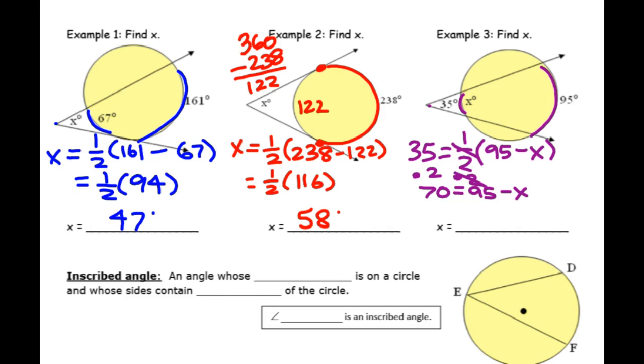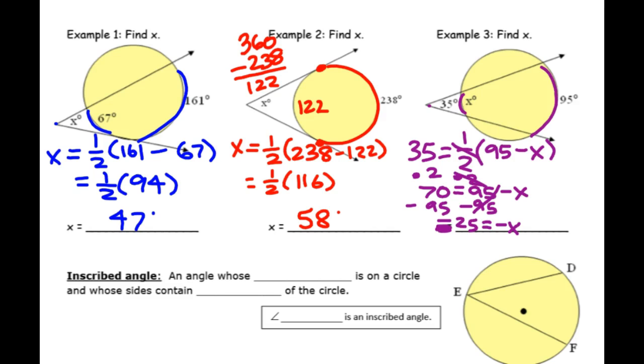How do I solve for x? What y'all think? Not plus, because it's already positive. So we're going to subtract 95. What's 70 minus 95? Negative 25 equals, and what do I bring down here? Negative x, right? The negative doesn't go away. So we have a negative 25 equals a negative x.